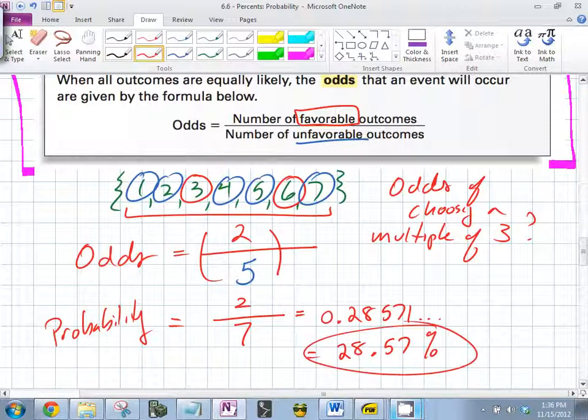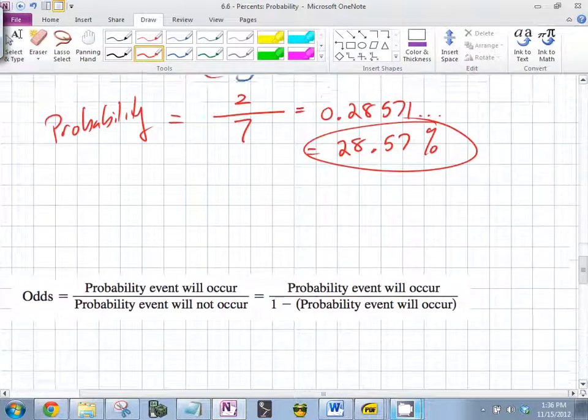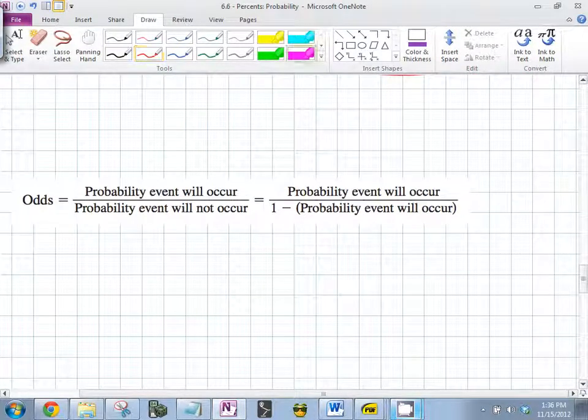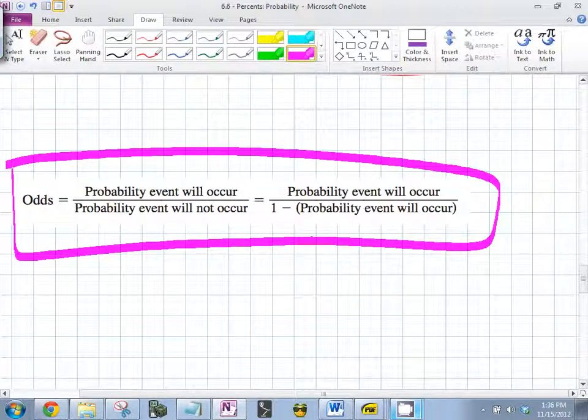So how do you convert between the two? Well, there's this really important formula right here which says the odds are equal to the probability that an event will occur over the probability that an event will not occur. And that's the same thing as the probability of an event will occur over 1 minus that probability. Now this all seems pretty crazy, but if you remember it, it's not impossible to use.